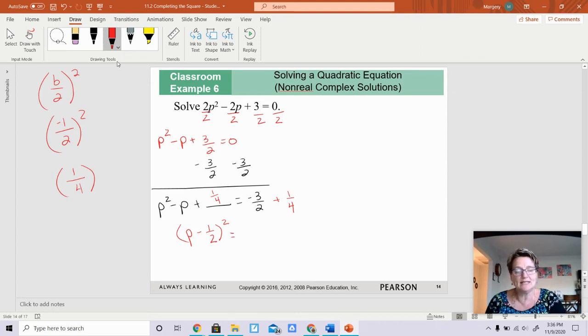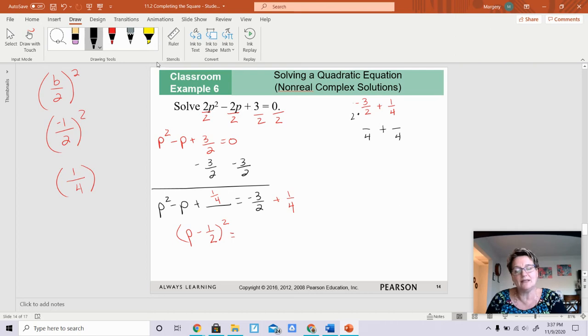Now, on this other side over here, I have to add up the fractions. So I have a -3/2 plus 1/4. I need to make sure that I have a common denominator. My common denominator is going to be 4 because 2 can go into 4 and 4 can go into 4. Now I have to manipulate this. When I multiply this denominator by 2, I get 4.